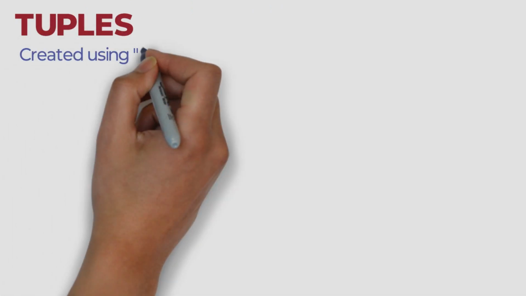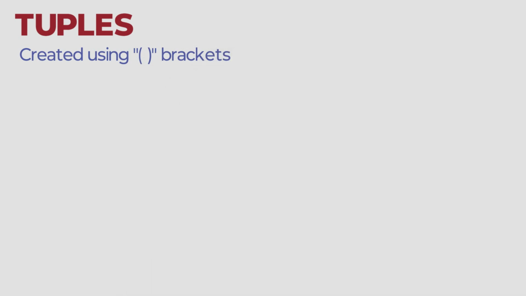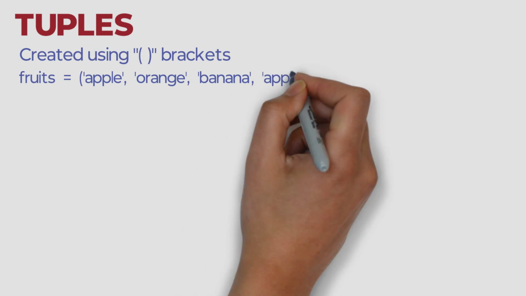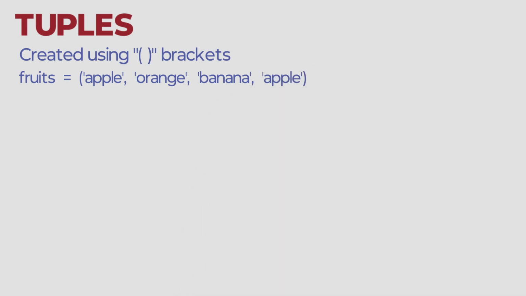Tuples. Unlike lists, tuples are created using rounded brackets. We could change our fruits list into a tuple by simply changing the square brackets into rounded brackets.